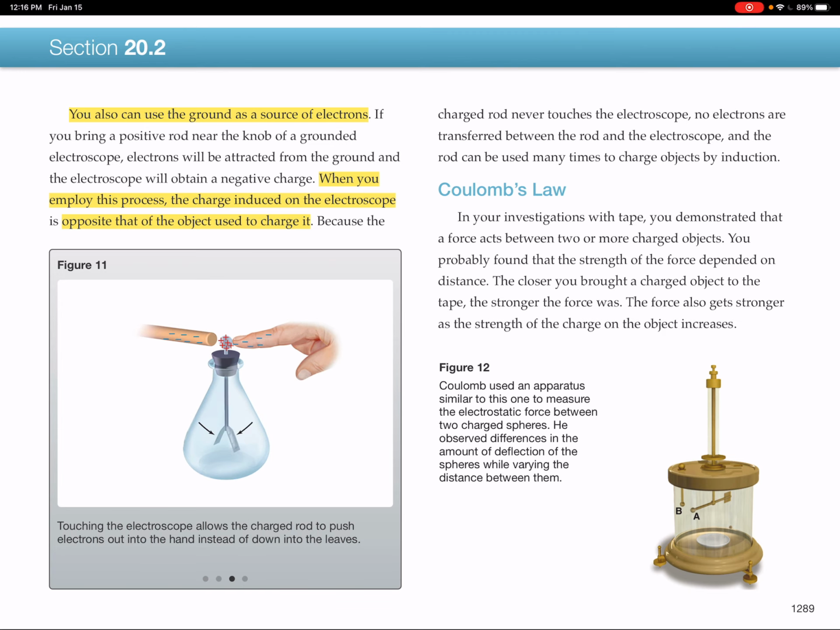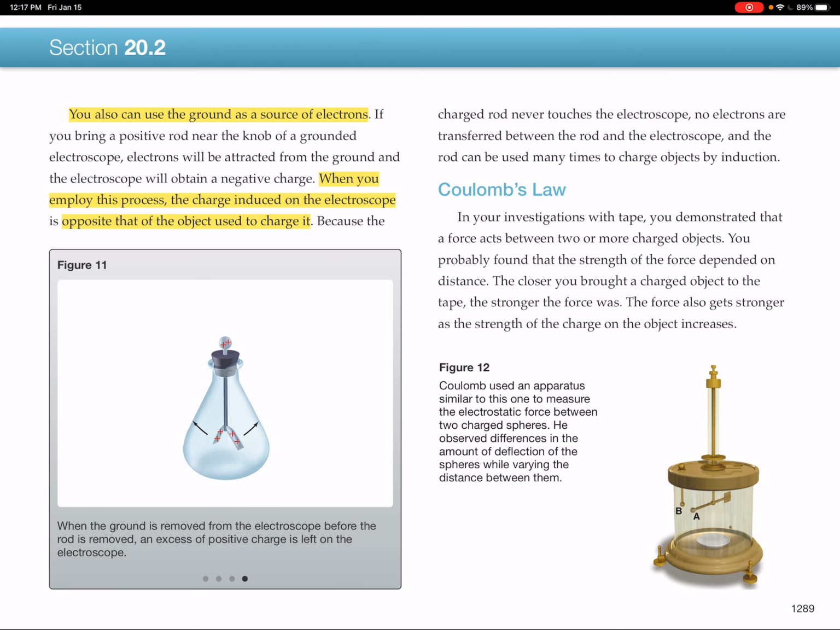Now, next, if I were to touch the knob, the electrons are down on the bottom. They're going to move off onto my finger. The leaves will fall back down. We still have positive charge up on the knob because the negatively charged rod is still close by. Now, if I touch, then break contact, if I break the ground, that's a very important step. If we do that, we now have net positive charge on the electroscope.